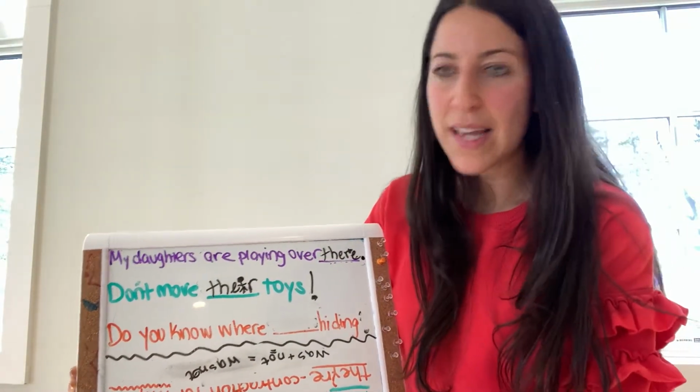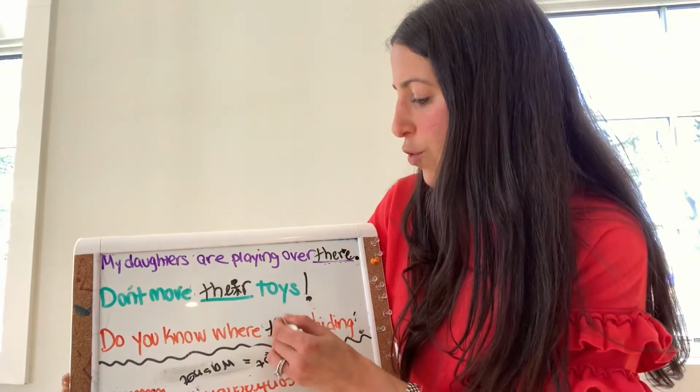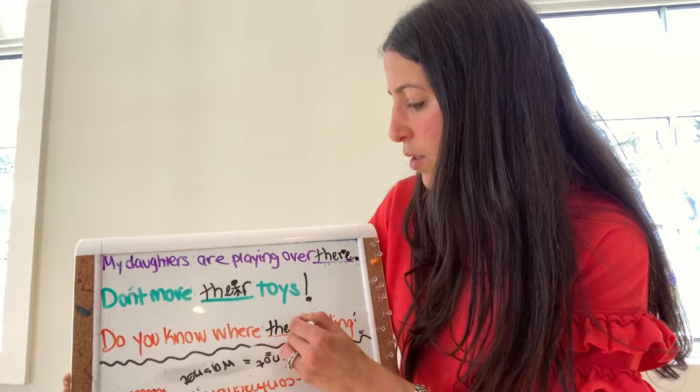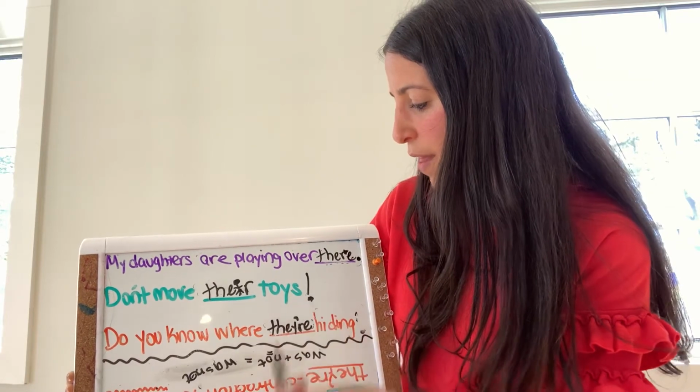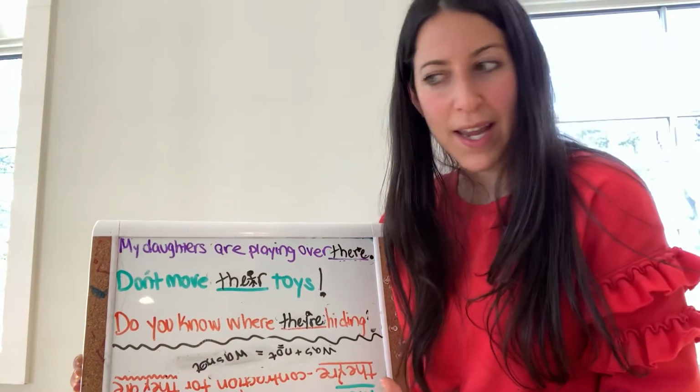The last sentence says, do you know where they're hiding? Remember, do you know where they are hiding? So I know that it's the contraction there because if I replace it, it's they are. Do you know where they are hiding? Makes sense.